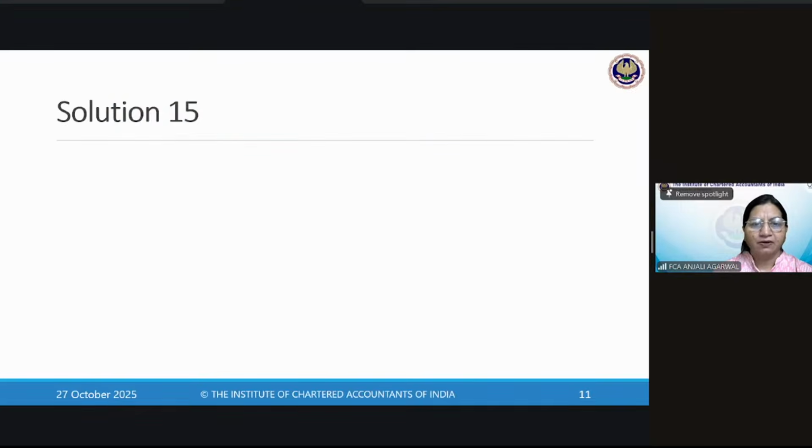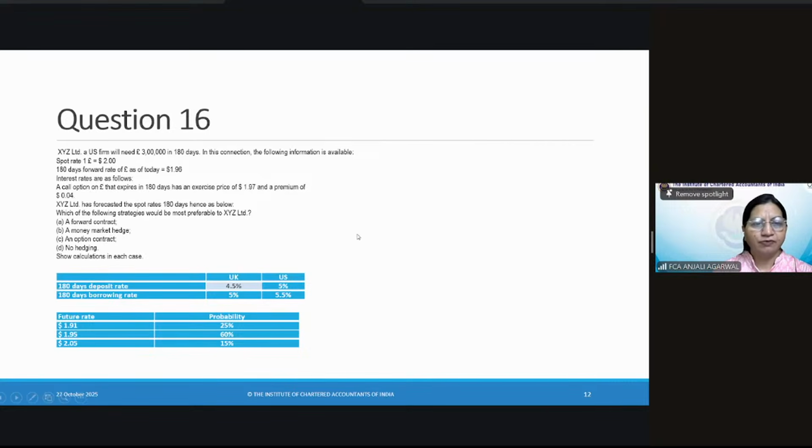Right? So let's do a few more questions. Once again, calculating this, and here we will talk about... So now you understand very well what is the forward market, what is the money market, and what is an option contract, and also what will happen if you remain unhedged and if there is no hedging. Let's look at this question.